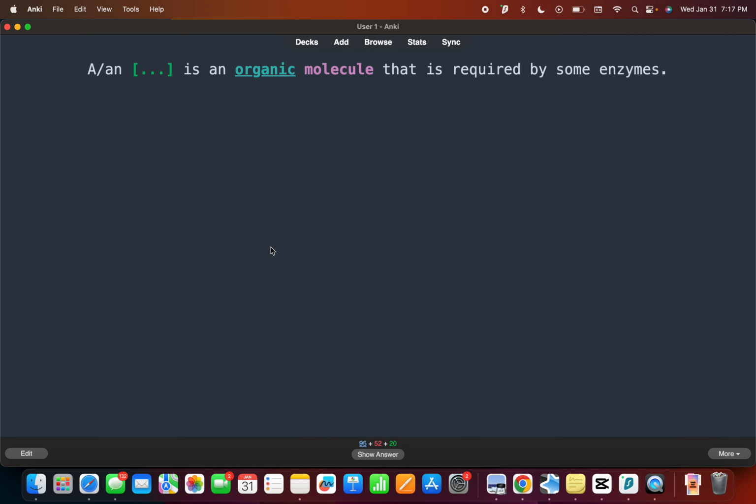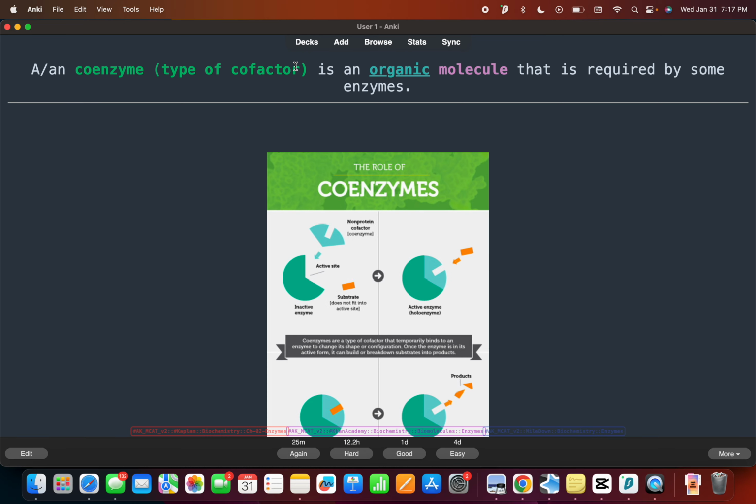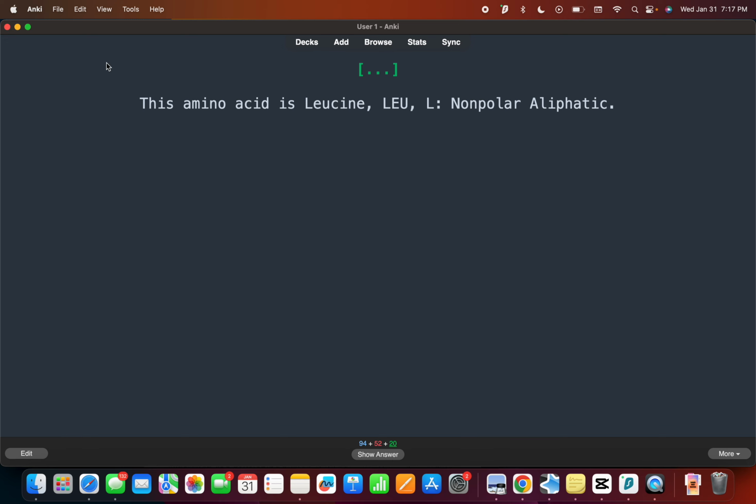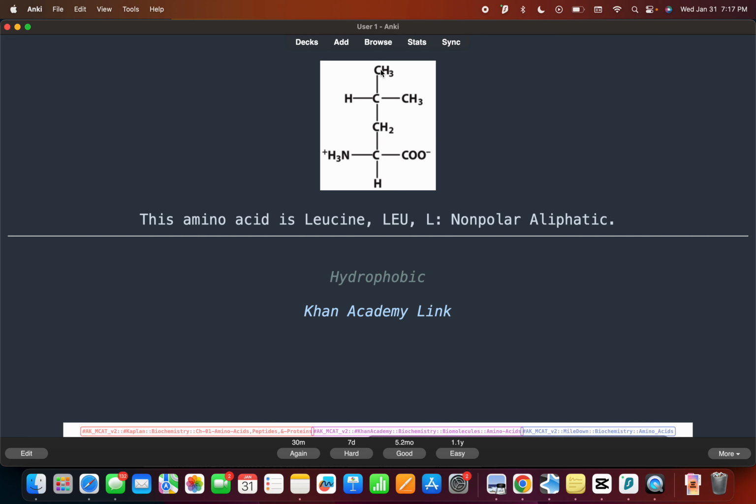What is an organic molecule that is required by some enzymes? This would be coenzyme, a type of cofactor. It's an organic cofactor. This amino acid is leucine. It has the L, and isoleucine is like this instead. So it's an L. It's hydrophobic.